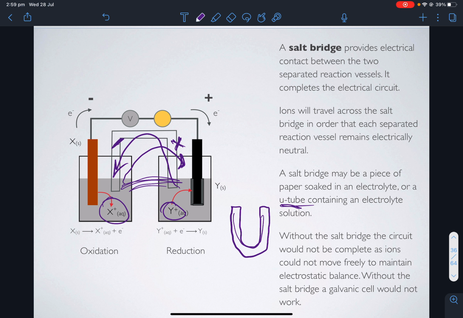Without the salt bridge, the circuit wouldn't be complete. You haven't got a complete circuit where the charges can move freely. So we break the circuit and it doesn't work. Without that salt bridge, we're not getting a voltage on our voltmeter on the wire, and we're not getting our bulb lit up, if we can do that.